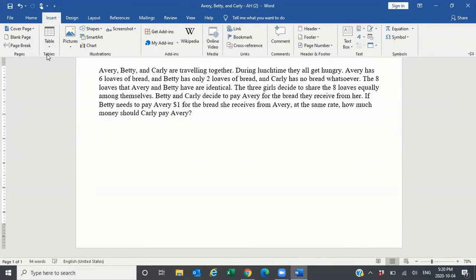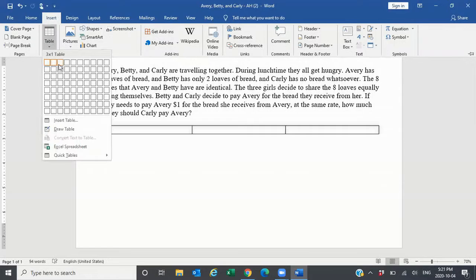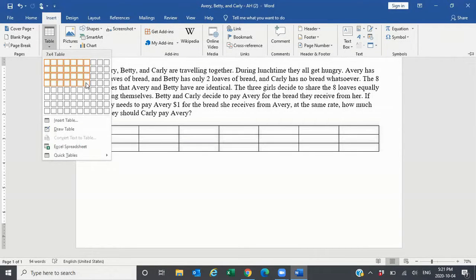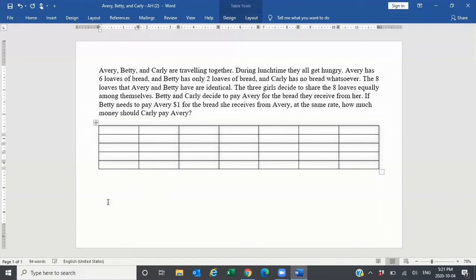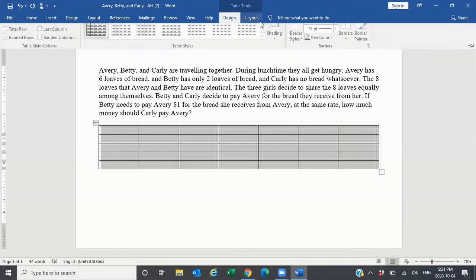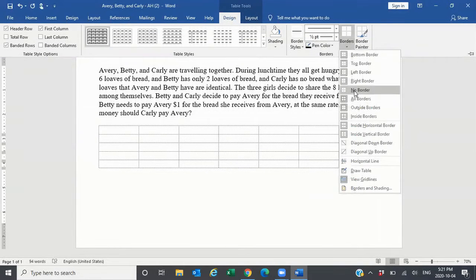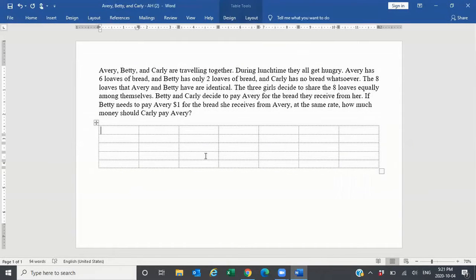Alright, so I'm going to make a table. This should work. I'm going to get rid of the borders. I'm going to write their names: Avery, Betty, and Carly. There we go.